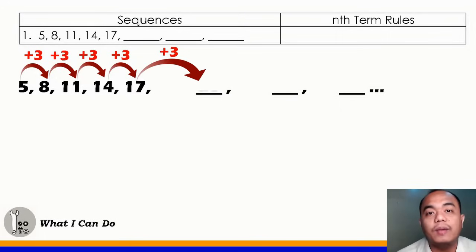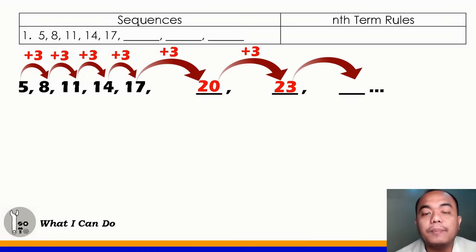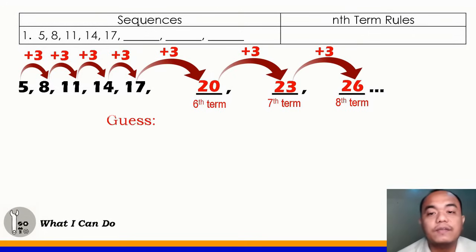So 17 plus 3, how much? Yes, that's 20. So 20 plus 3, that's 23. And then 23 plus 3 is 26. So we have now your sequence, your 6th term, the 7th term, and the 8th term. So let's try to guess if our answers are correct. Let's try to guess the nth term rule that we could formulate given the sequence. Common difference here is 3, right? Okay, 3n. Meron na tayong 3n.